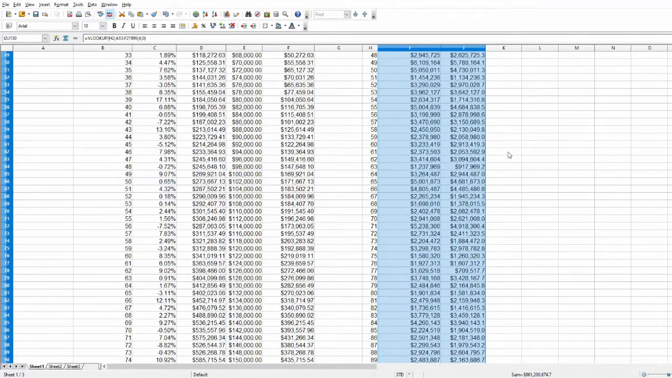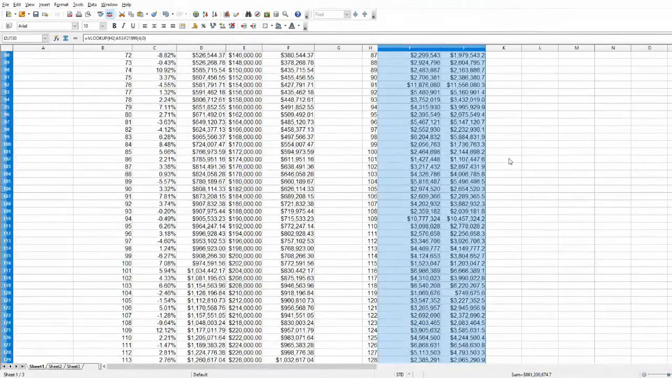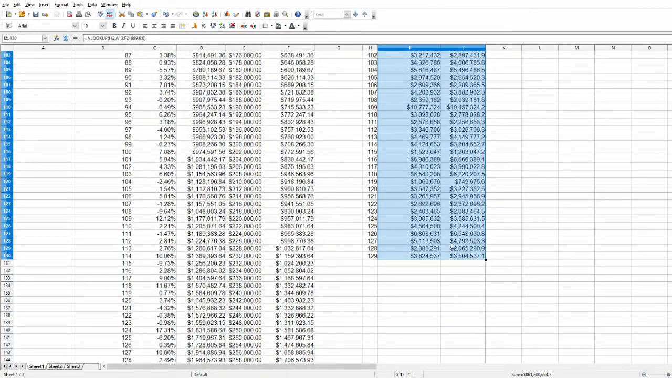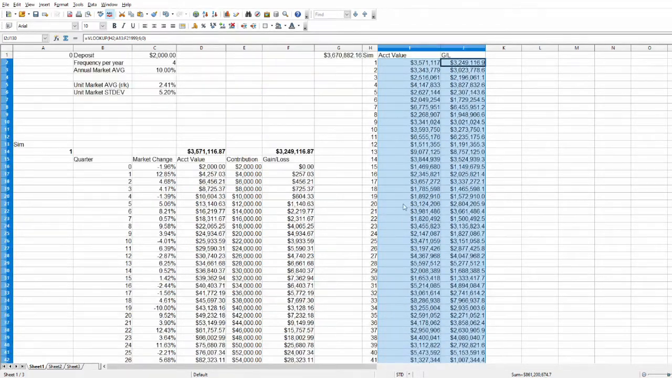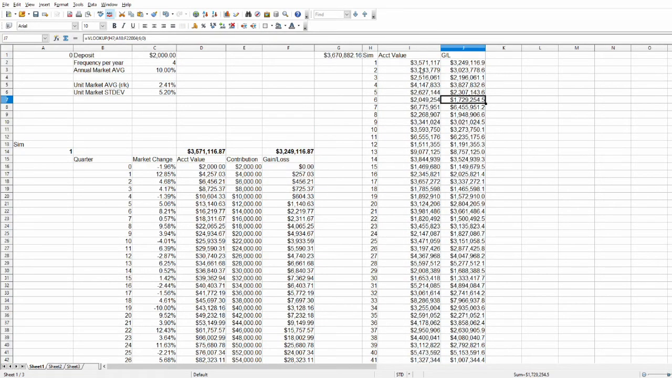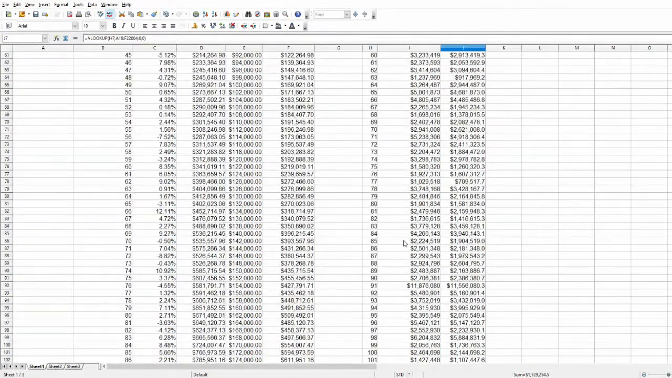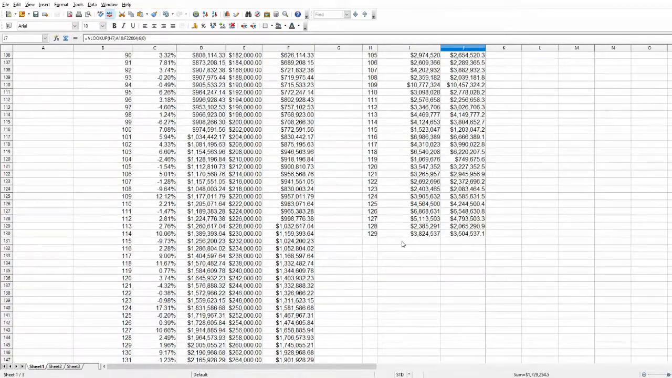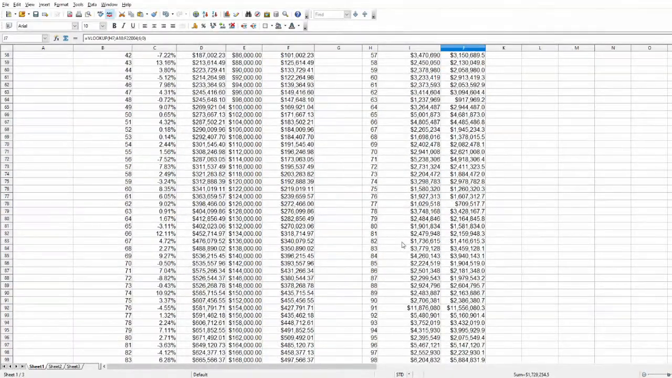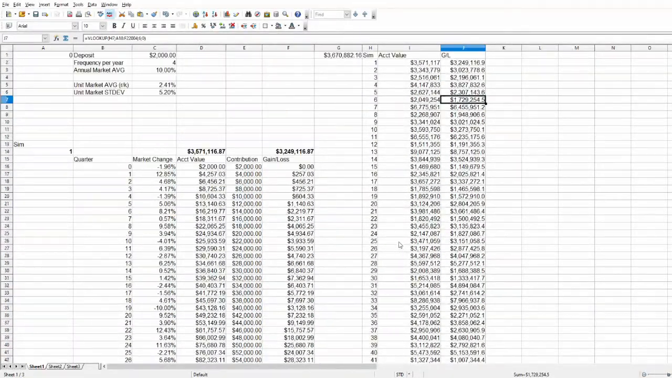And now what we can see is all the different simulations, 129 of them, that report at the end of 160 quarters, 40 years, how much your account balance is worth and how much you have gained or lost. And so now we can see, without even looking at a bunch of different random numbers, the variability in these ending values, all the possibilities that we have.